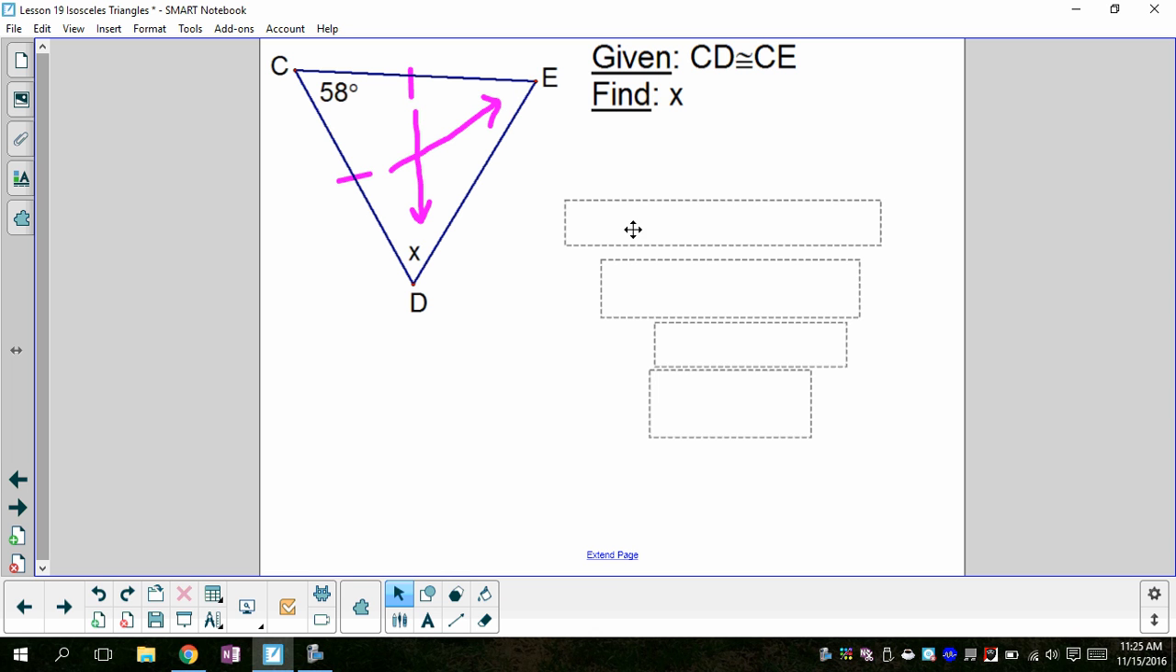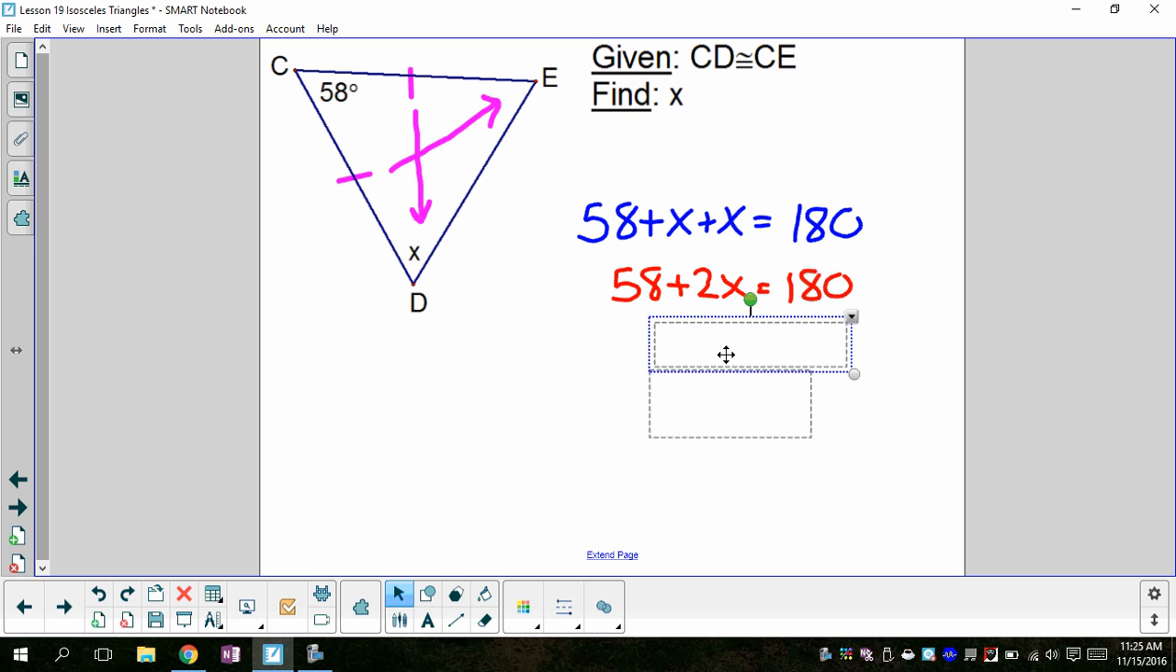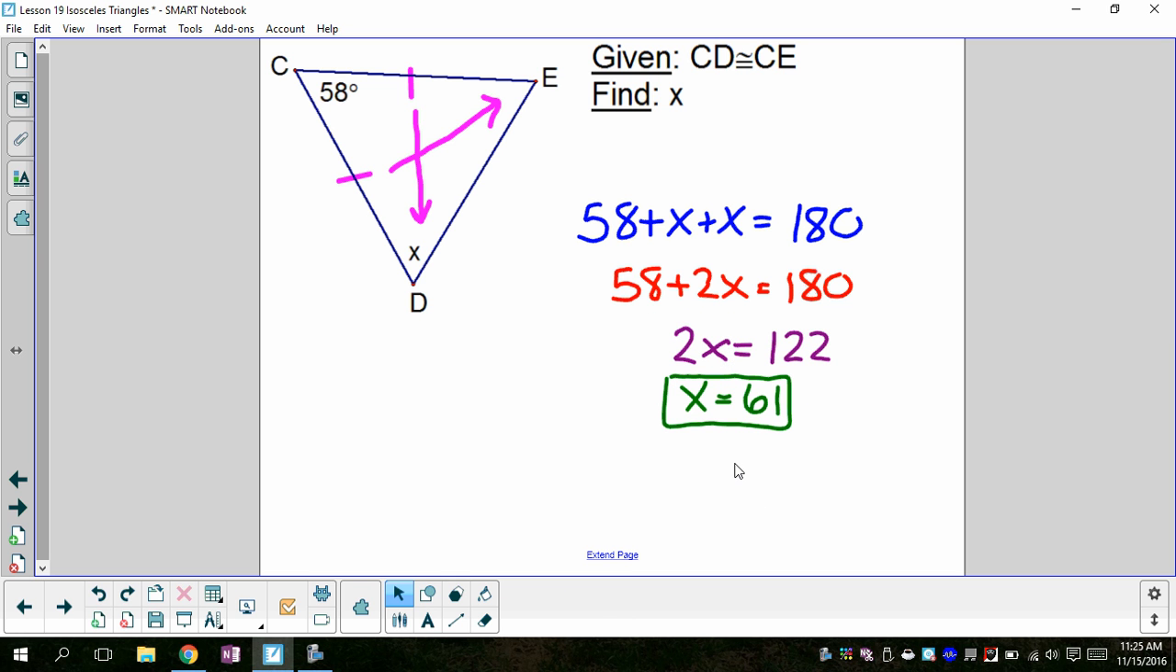And these three angles should add to 180, so I can figure out the value of X by adding all three and making them equal to 180. I'll do some algebra, and I'll find out that X is 61. That means that angle D is 61 degrees, and it also means that angle E is 61 degrees.